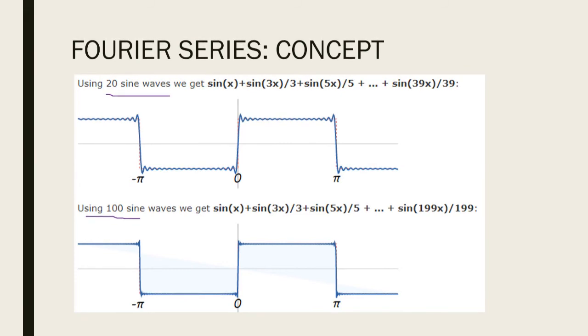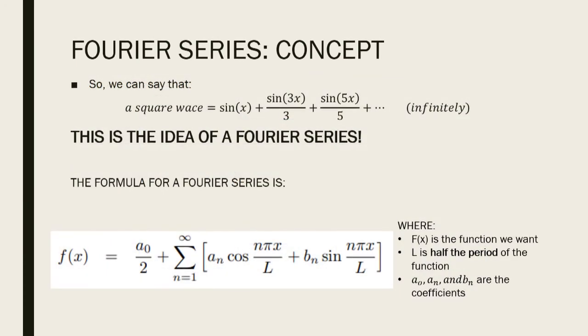Using 100 sine waves, as you can see here in the figure, it's almost or nearly a square wave. So the idea here is that when you add the sine waves or that pattern infinitely, we get a square wave. So that is the idea of a Fourier series.